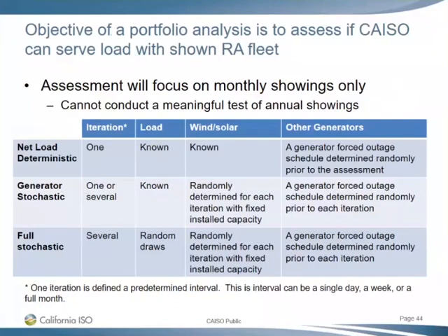Generator stochastic, we still know the load profile, but all the generating profiles are determined stochastically in an outside process and then fed back in. And then full stochastic, again, we're doing something that is, I think, at some level more akin to what's happening in some of the ISOs' IRP studies, where everything we're trying to do has full stochastic elements to it: load, wind, solar. I think the only new element here would be some of the generator forced outage rates.